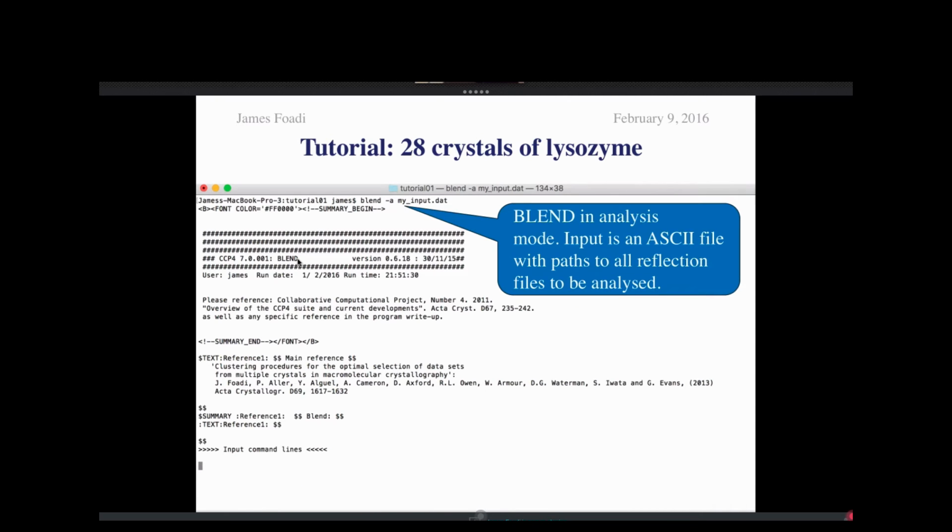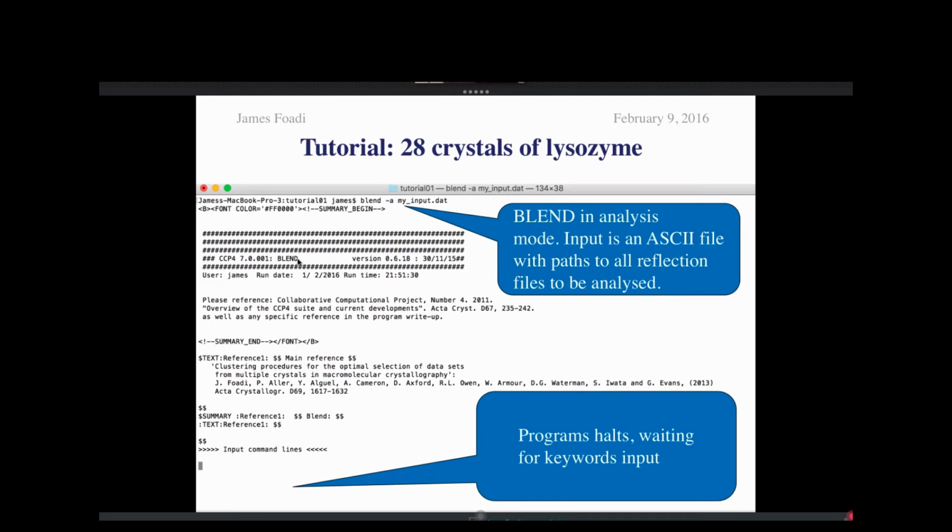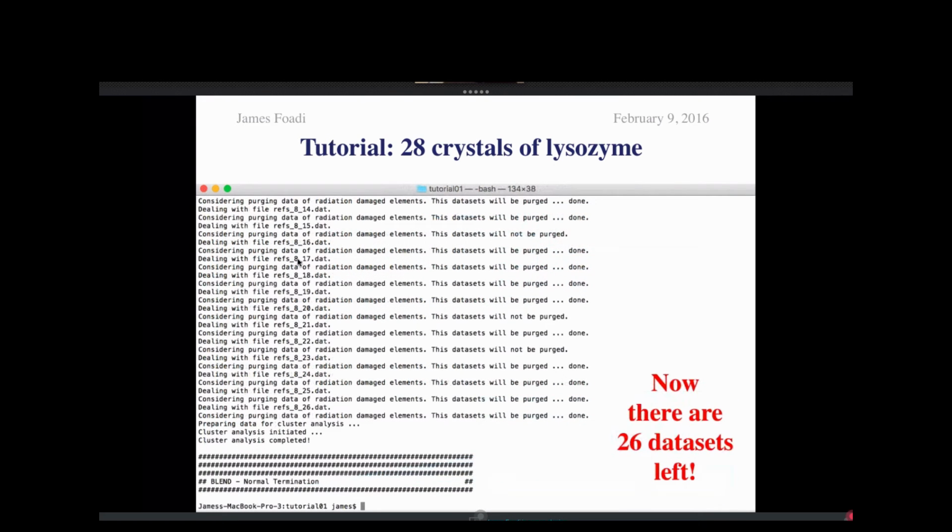Blend is executed once again in analysis mode, but this time the input, as you can see, is a file rather than a directory. The program still halts, waiting for keywords input, and we can press Enter again to assign default values. Once again, the program executes to the end, but we have to remember that now we are dealing with 26 rather than 28 datasets, and that the dendrogram will have changed slightly.